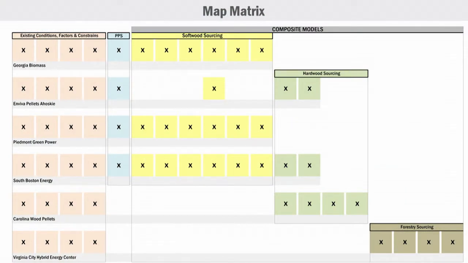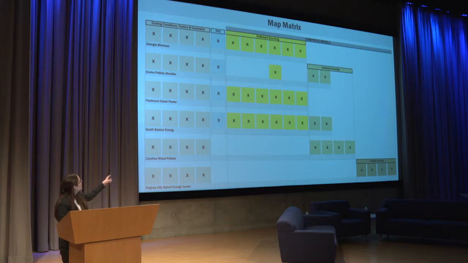So we have some maps here that were created for all 6 facilities. We have our pine plantation suitability that were only created for the ones that were primarily sourcing from pine. We have softwood sourcing created for some facilities, hardwood sourcing, so there's a few facilities that had a mix of softwood and hardwood, and forestry sourcing.